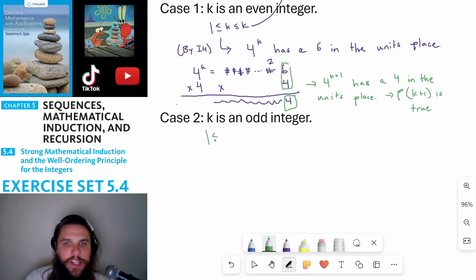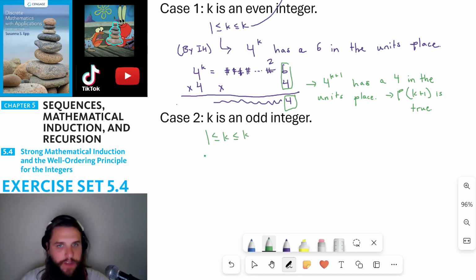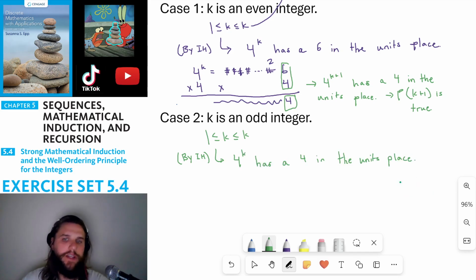Now, in this case, k still satisfies this important inequality that needs to be satisfied in order to utilize the inductive hypothesis. But since k is an odd integer, the inductive hypothesis says something a little bit different this time. This says that 4 to the k has a 4 in the units place. Now that means we can write 4 to the k as some number with a bunch of digits, but the last digit is a 4 this time.